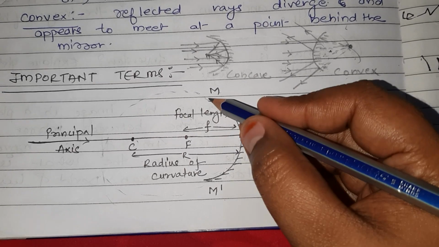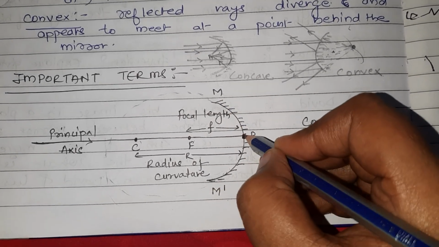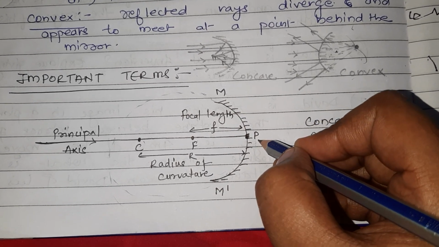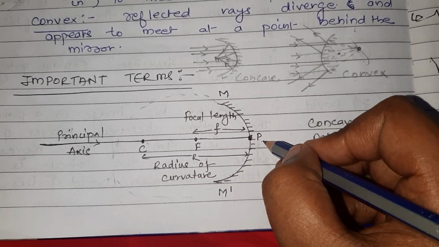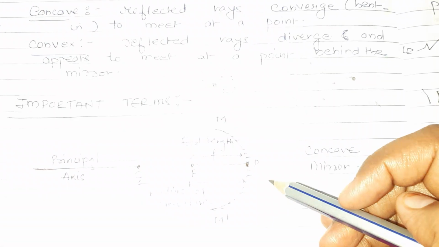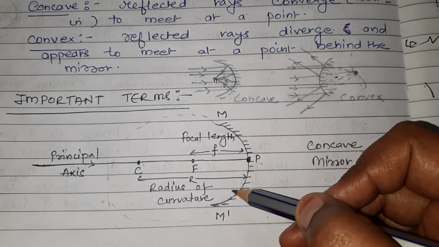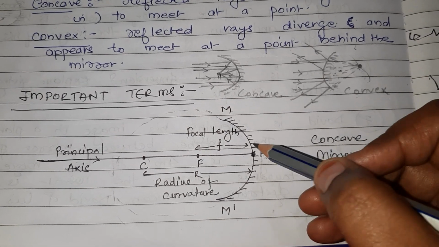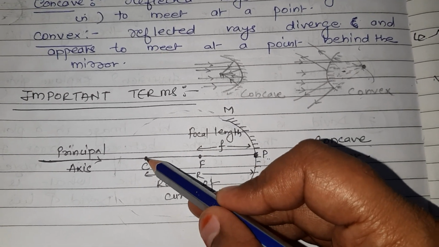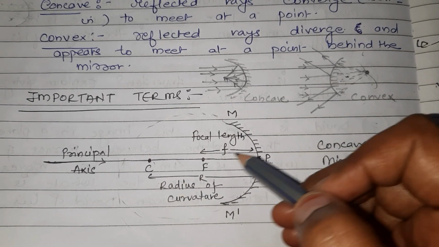Then we will come to the second important term, pole. What do you mean by pole? The center of the aperture is known as pole, or the center of the reflecting surface is known as pole, and it is denoted by P. So pole is nothing but the center of the aperture. Now after that we will learn the third important term, that is center of curvature. What do you mean by center of curvature?